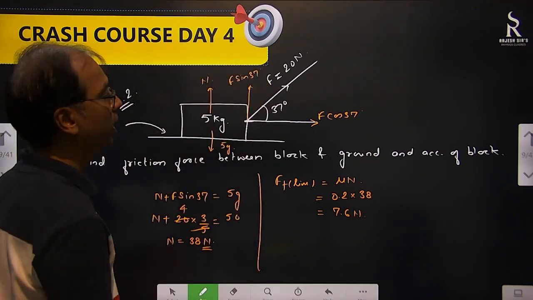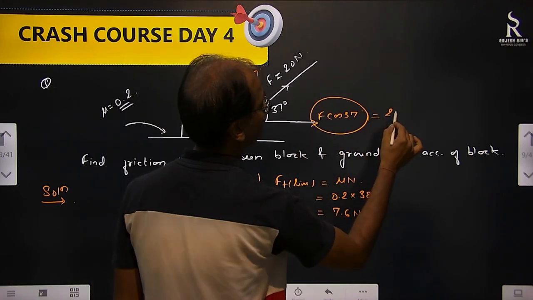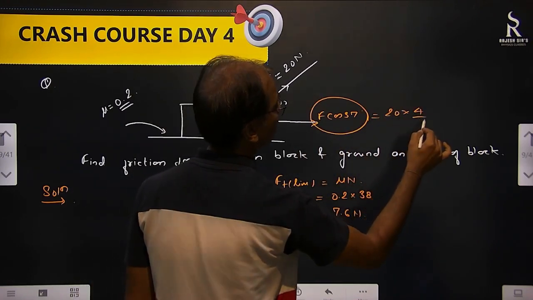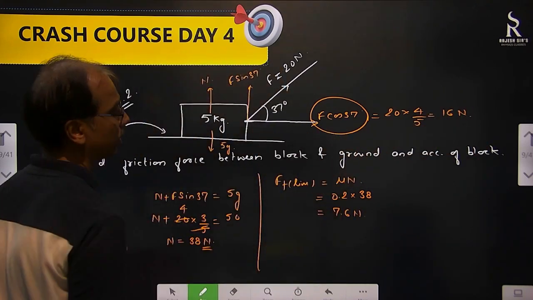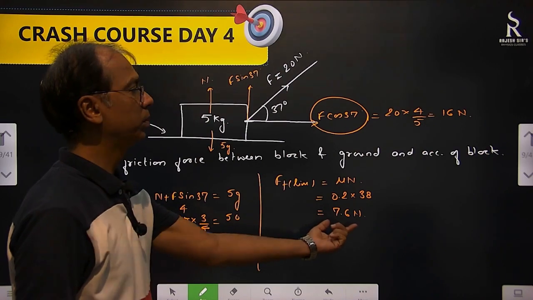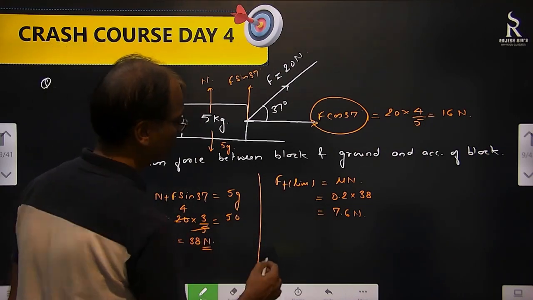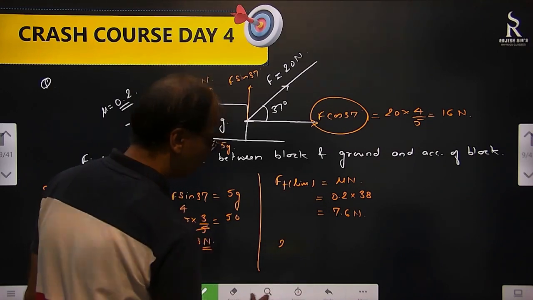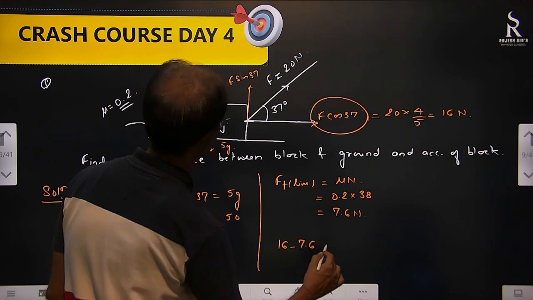How much are we applying? F cos 37. F cos 37 is how much? 20 into 4 by 5, that means 16. You are applying 16 from here, and the limiting force of friction is 7.6. That means it's going to move. Okay, so let's find how much it is. So 16 minus 7.6 equal to 5a.